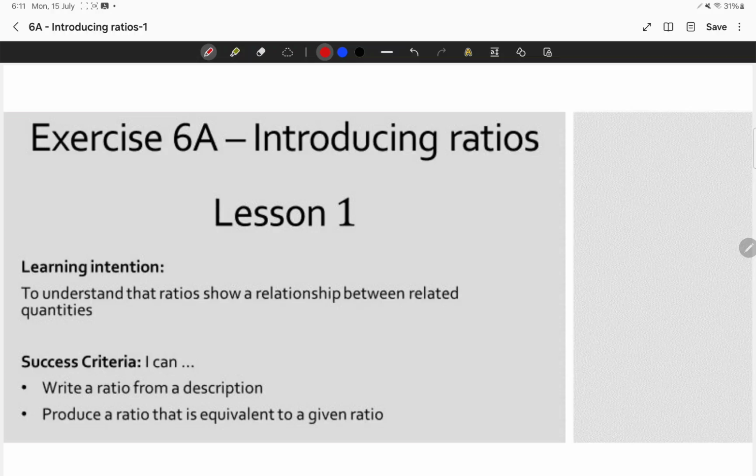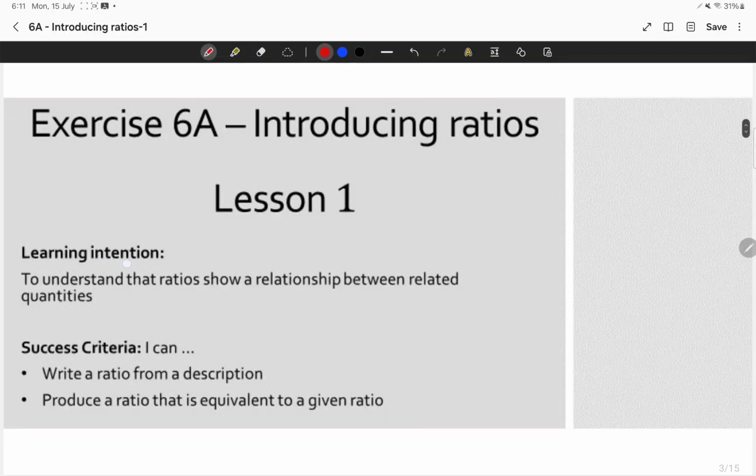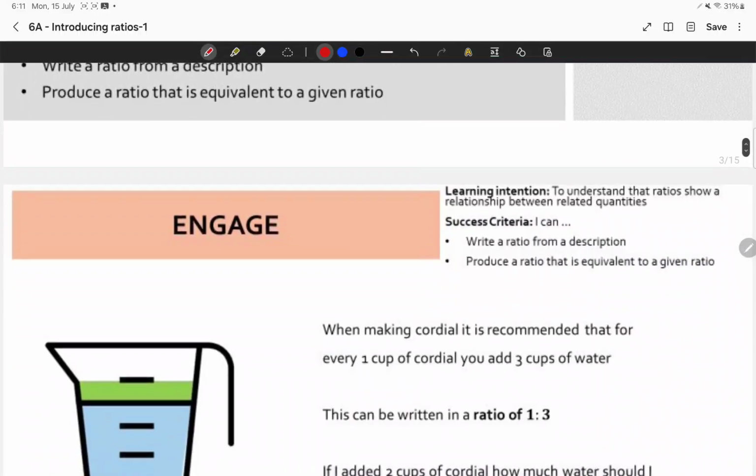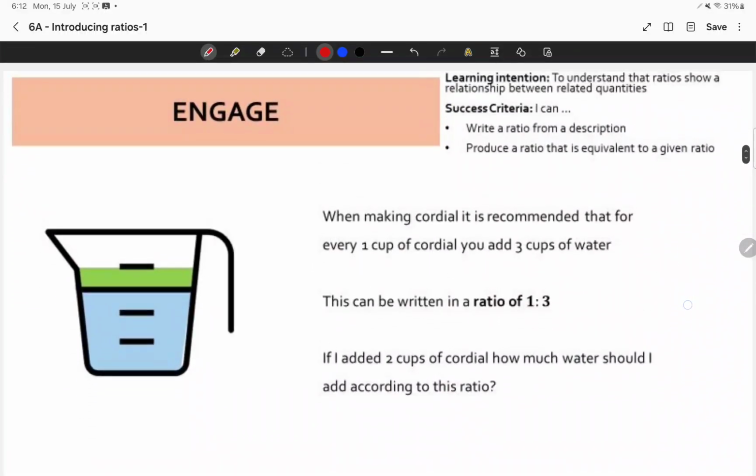Okay. Thank you. Welcome back. For today, we have our learning intention, and that is to understand that ratios show a relationship between related quantities. And the success criteria is I can write a ratio from a description and produce a ratio that is equivalent to a given ratio.